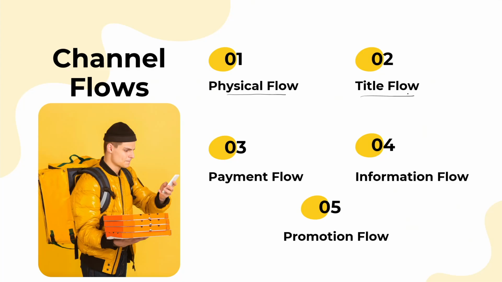Title flow is usually in one direction, and relates to the holding of ownership. So from the manufacturer to the distribution channel member and finally to the consumer when the consumer pays for that particular product or service. So title flow is unidirectional.